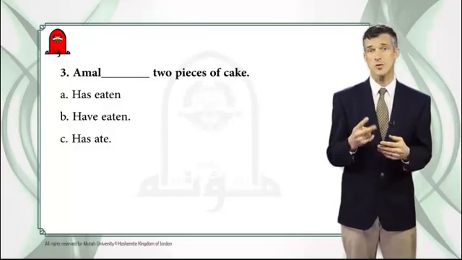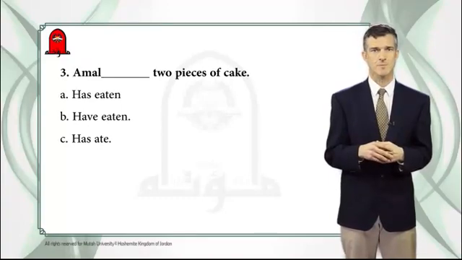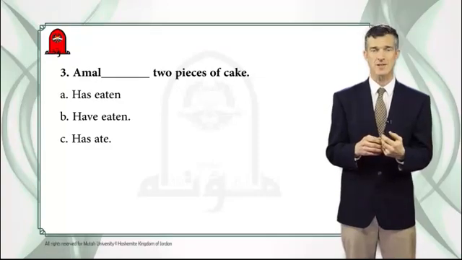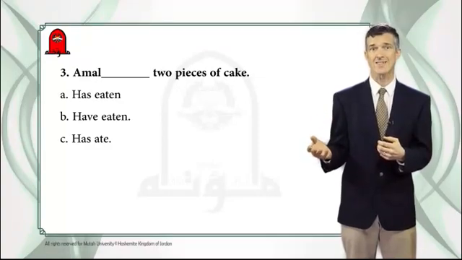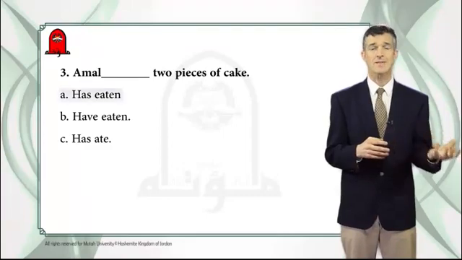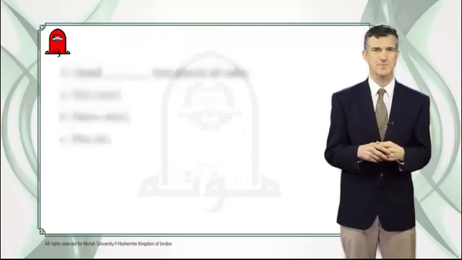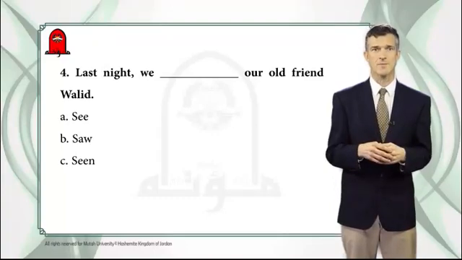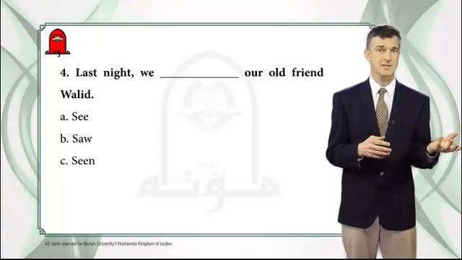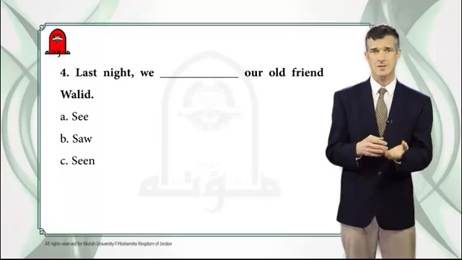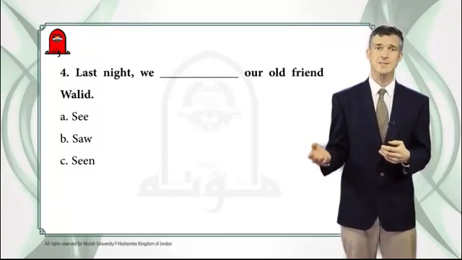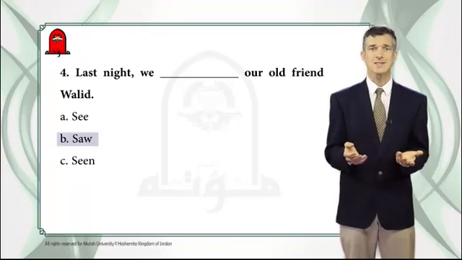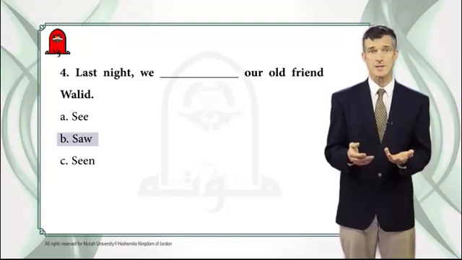Hamel blank 2 pieces of cake. Is it A, has eaten, B, have eaten, or C, has ate? Answer A, has eaten. Last night we blank our old friend Walid. Is it A, see, B, saw, or C, seen? Answer B. Last night we saw our old friend Walid.